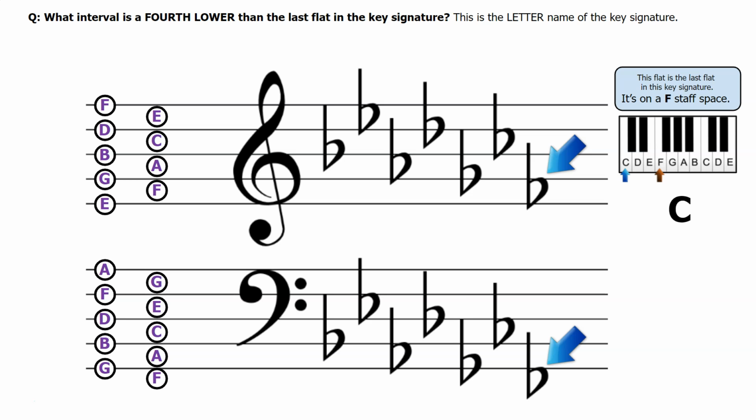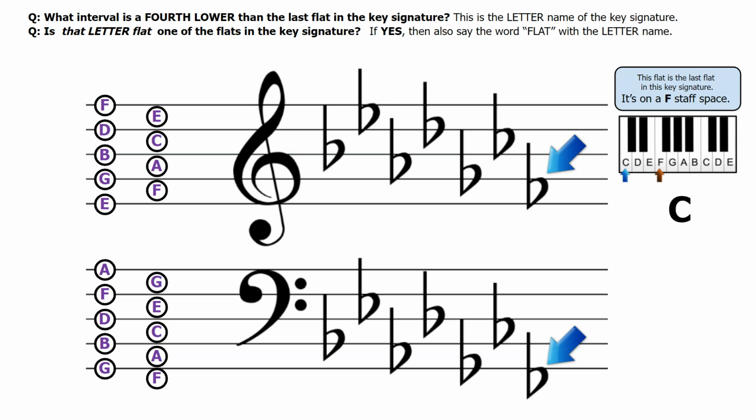So before we can stop, let's ask ourselves the last question to see if the name of this key signature also includes the word flat or not. Is that letter flat, is that C, one of the flats in the key signature? So look at those 7 flats in the key signature. Does one of those flats have a C name to it? If yes, then we also say the word flat with the letter name for the name of this key signature. So we would say C flat.